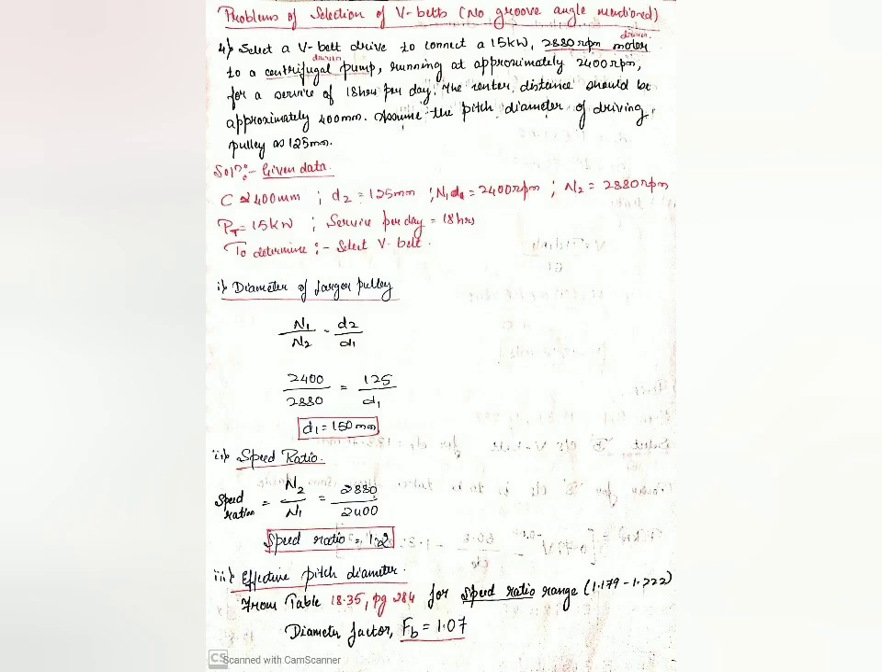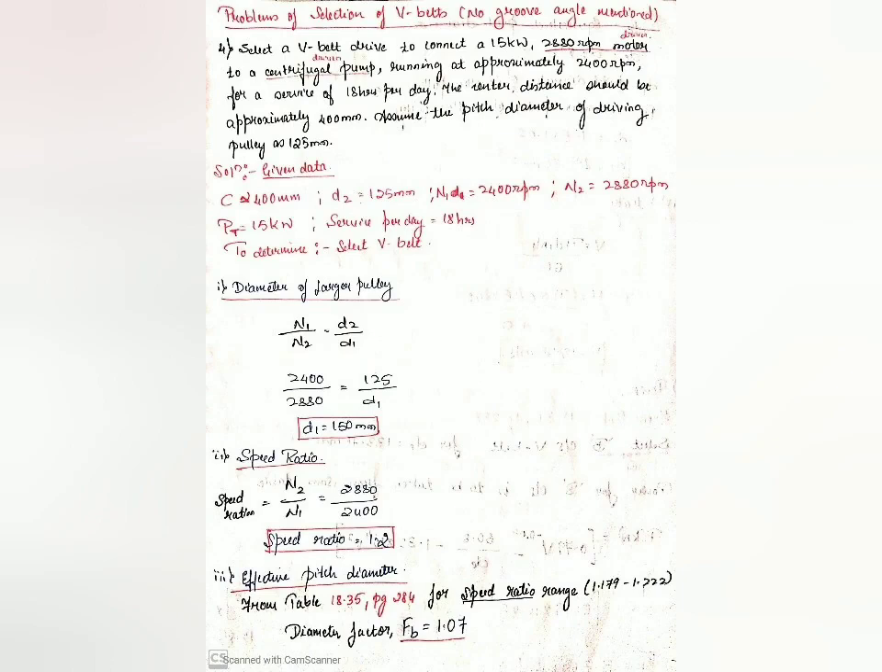So let's see what is the given data. The center distance between the pulleys is given to you as 400 mm. The diameter of the smaller pulley is 125 mm. The speed of the smaller pulley is 2880 rpm, and the speed of the larger pulley is given to you as 2400 rpm, and the total power is given to you as 15 kilowatt. So the power which is given to you is total power. Okay, it is not the power of a single belt. So we need to find out what is the number of belts.